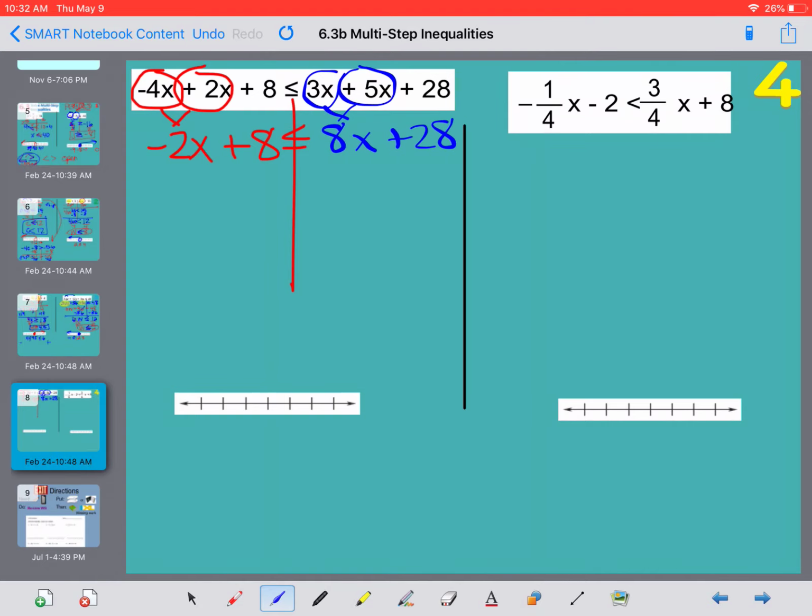Now we can move our numbers and letters from side to side. I'm going to move the smaller one over to the other side. So I'm going to add 2x just to keep everything positive.